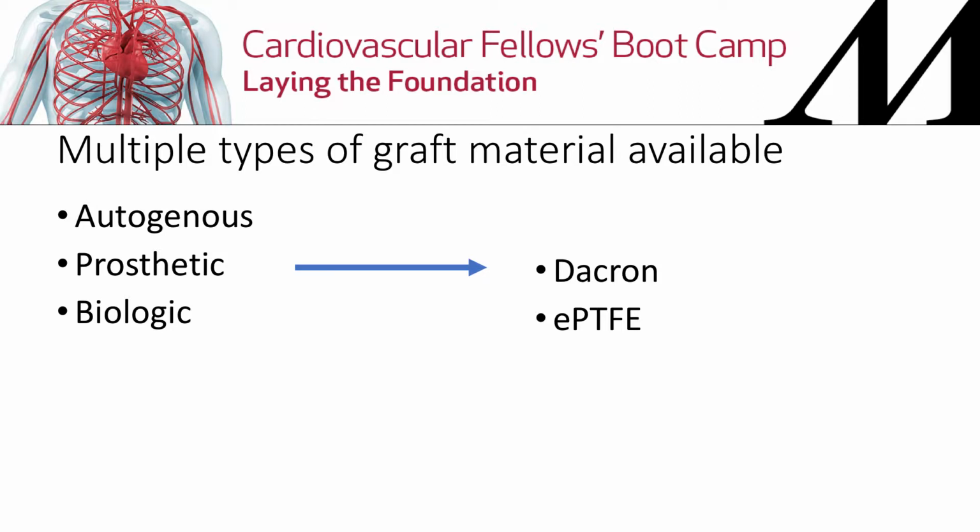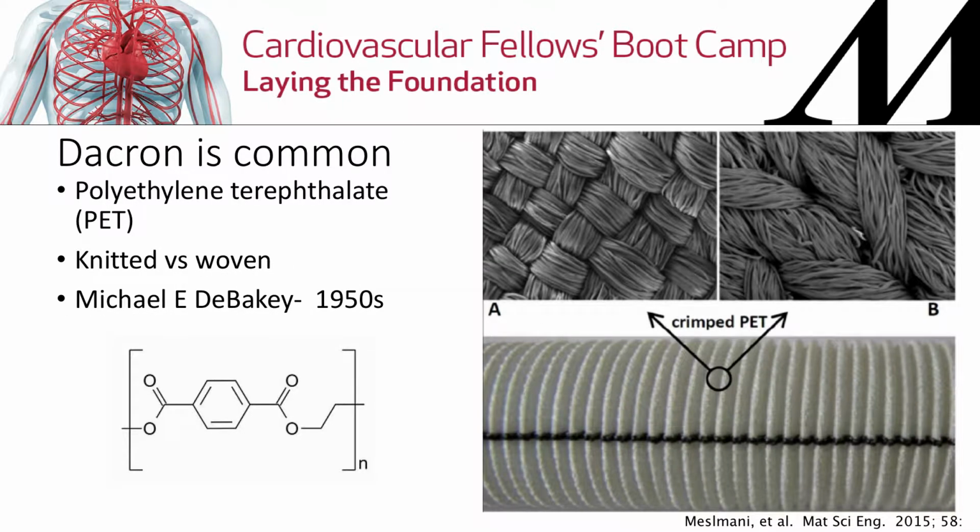Other types of grafts: the most common types of prosthetic grafts that are out there are Dacron and expanded polytetrafluoroethylene, so we'll go over those now. So Dacron is a very common fabric that's used. It's polyethylene terephthalate. It's chosen for its strength as well as most of its negative charge throughout. There's 2 major configurations. You can have a knit or you can have a weave.